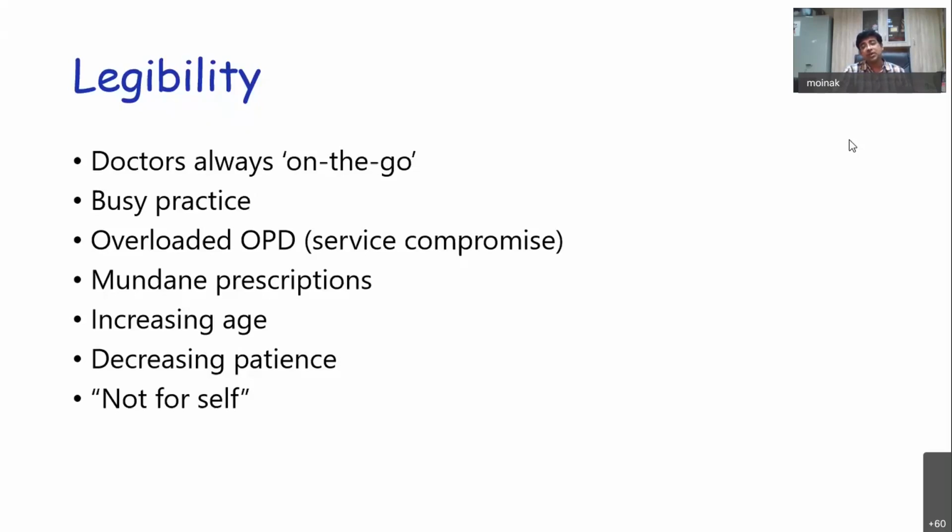And those of us who are writing the same kind of prescriptions every day, maybe for cough, cold, fever, you know, like pediatricians, the majority of pediatric practice in the community is cough, cold, fever. So for the pediatrician, it's a mundane prescription. He just goes on scratching the same thing for the next 5 set of patients. With our increasing age, our writing of prescriptions becomes even worse. Handwriting becomes worse, patience becomes less.